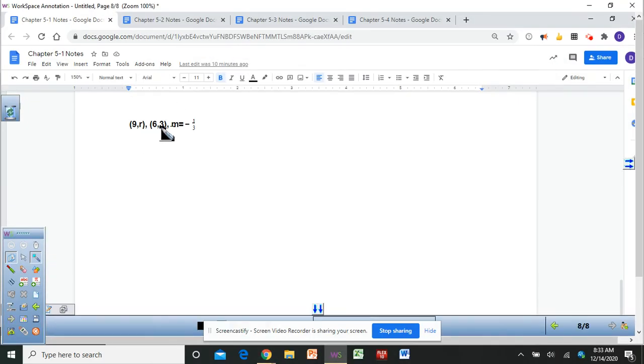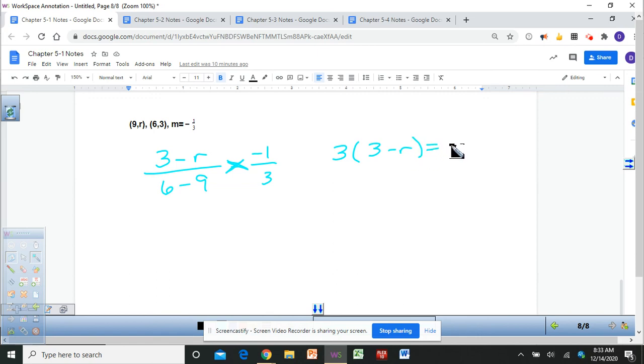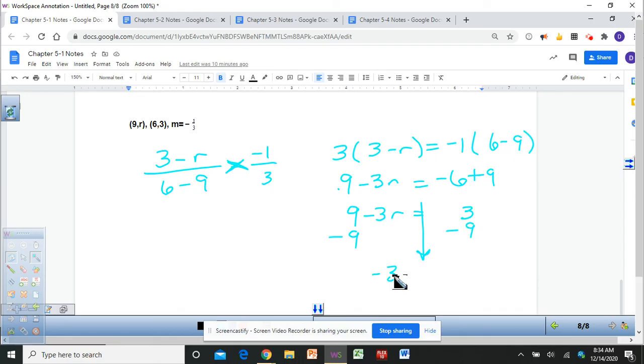Okay, we're going to try one more. So start off, write our equation. 3 minus r over 6 minus 9 equals negative 1 over 3. Cross products. Okay, 3 times 3 minus r equals negative 1 times 6 minus 9. So 3 times 3 is 9 minus 3r equals negative 6 plus 9, which is going to be 3. Now we can drop our anchor and solve. So we subtract 9 to get rid of it. So negative 3r equals negative 6. So r is going to equal 2.